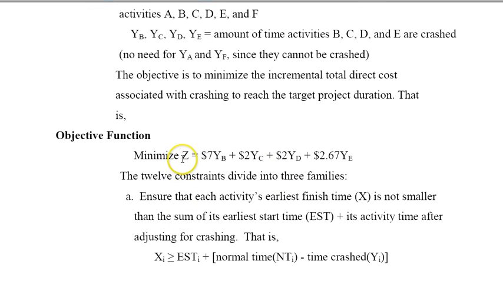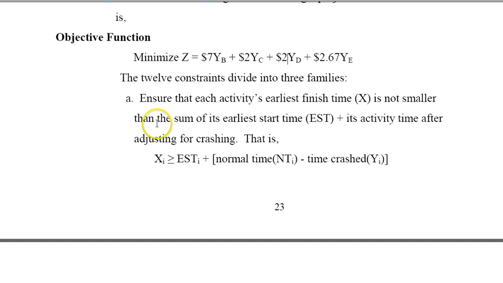So I want to minimize Z, so this is the marginal cost, incremental cost, so $7 for activity, the marginal cost, the M for activity B times how many days I want to crash activity B, 2YC, 2YD, and 2.67YE. And I'm going to have 12 constraints divided into 3 families. First set of constraints, the most involved, so you need to pay attention here to follow this.